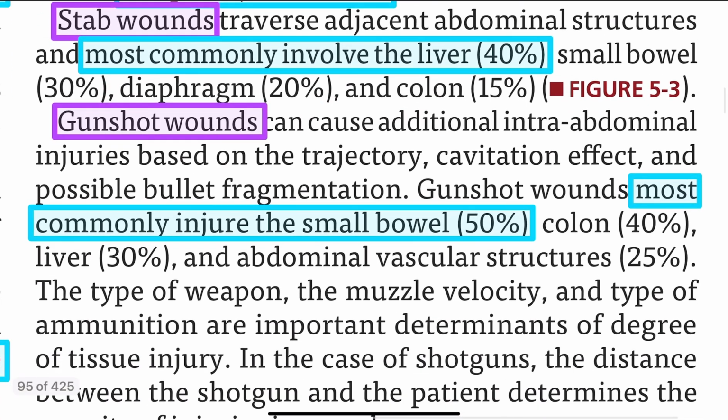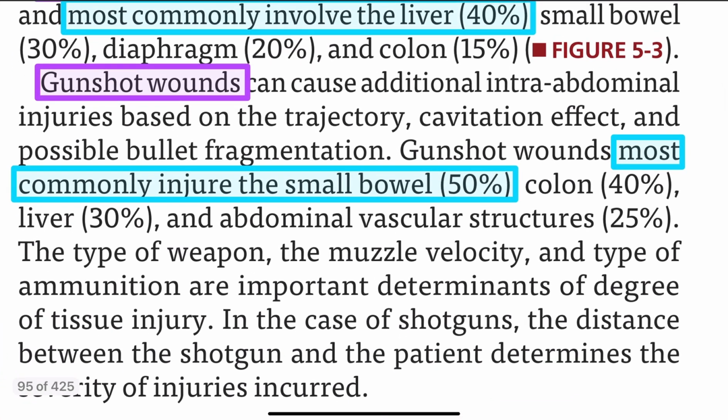Okay, gunshot wound. Gunshot wound mostly causes small bowel injury. Others are colon, liver, and abdominal vascular structures, but the most commonly injured organ is the small bowel. Okay, remember.